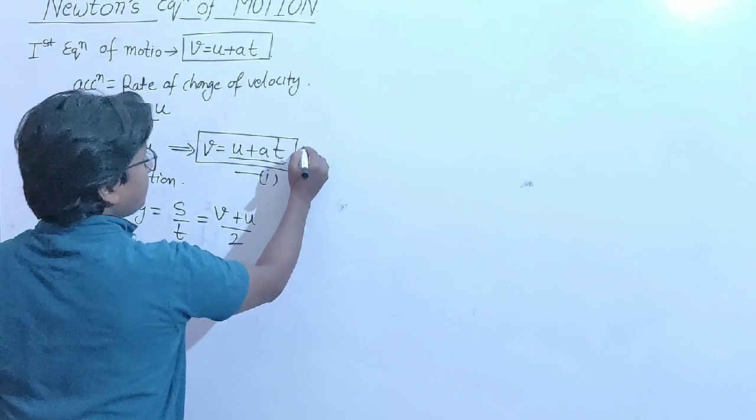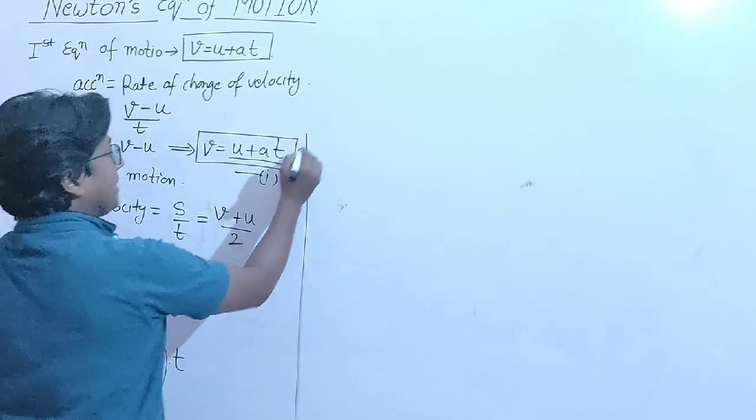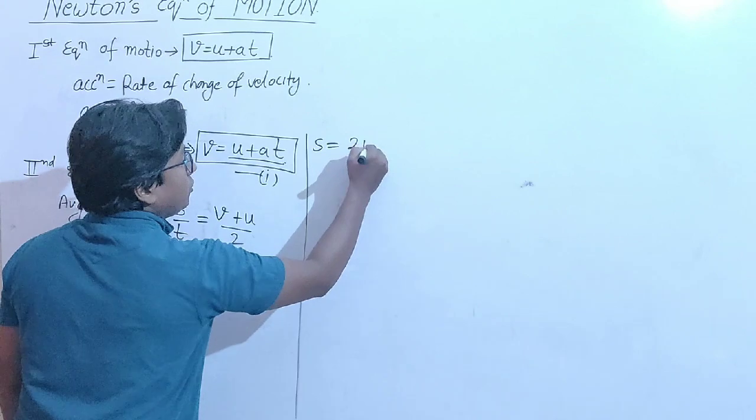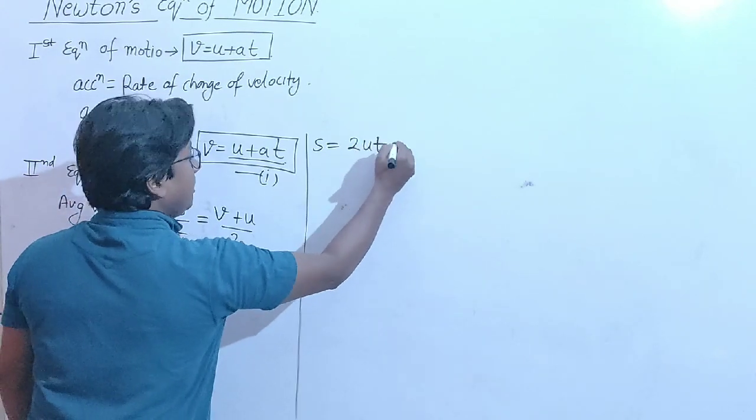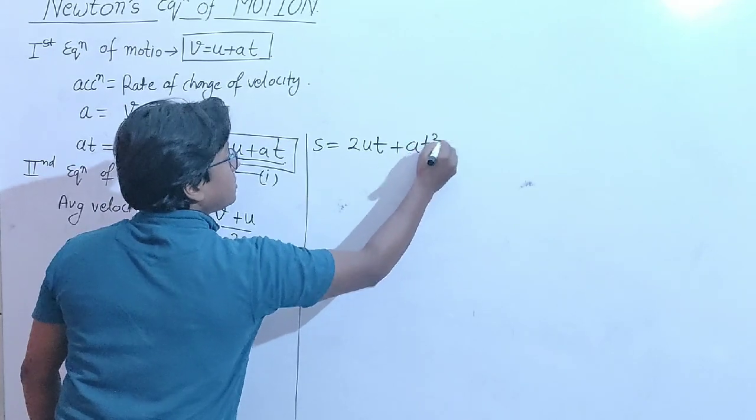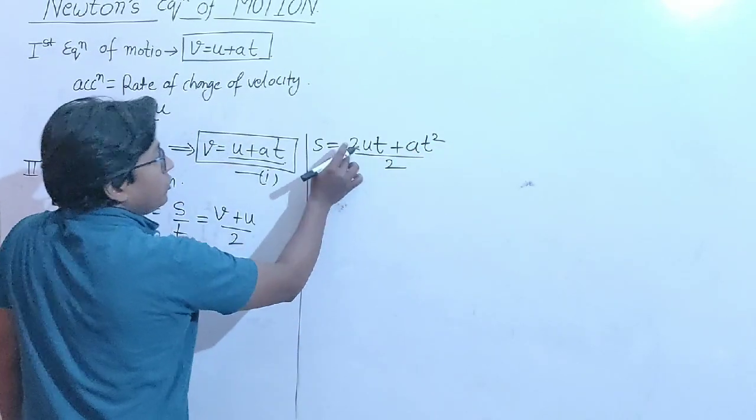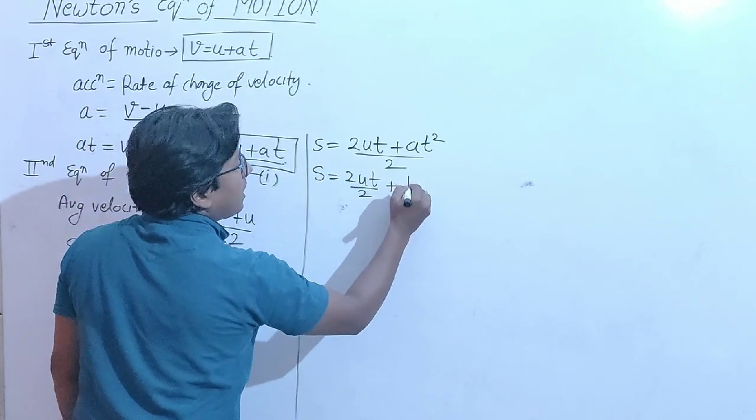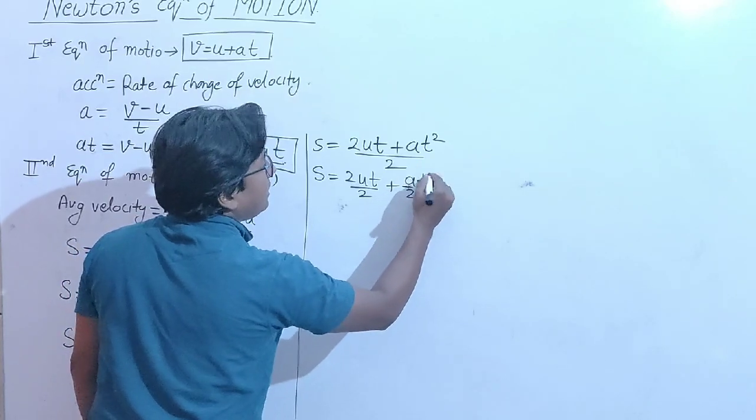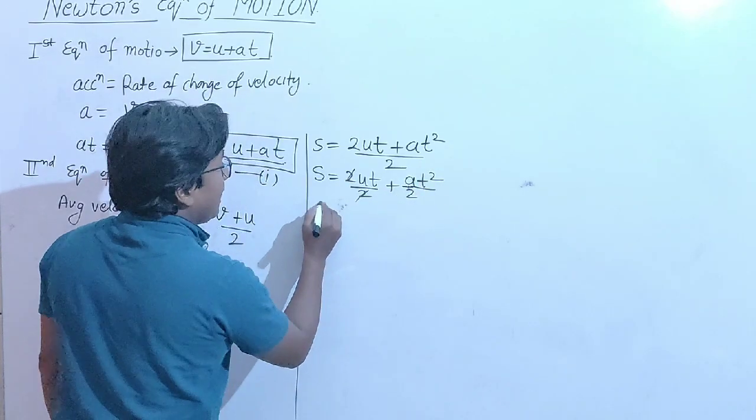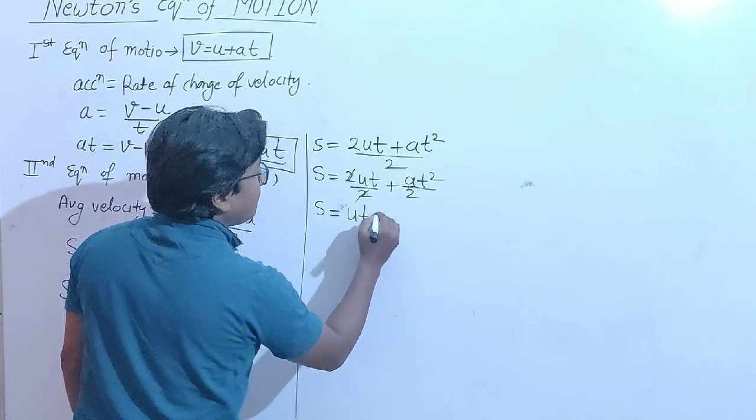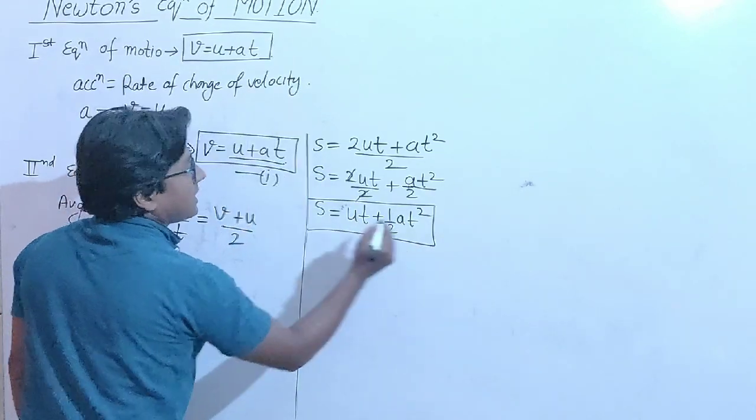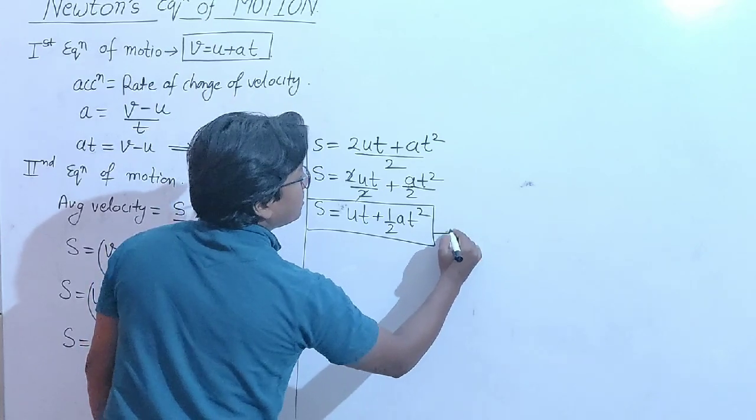Students, you can see (2U plus AT) by 2 into T. We will solve it here. We multiply T with 2U, so 2UT plus AT squared, all upon 2. The 2 cancels, so S equals 2UT upon 2 plus AT squared by 2. Cancelling the 2s, S will be UT plus half AT squared. So this is the second equation of motion.